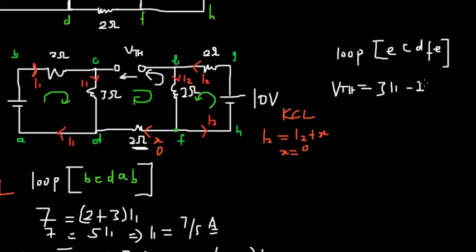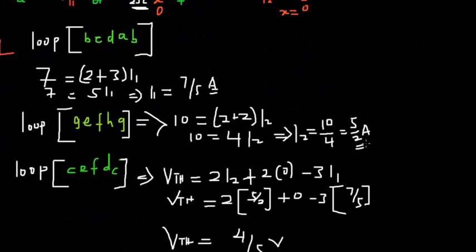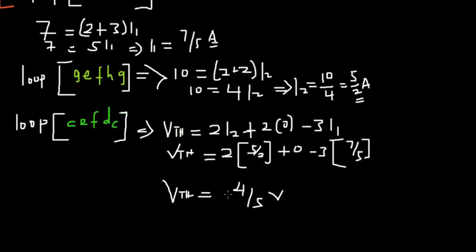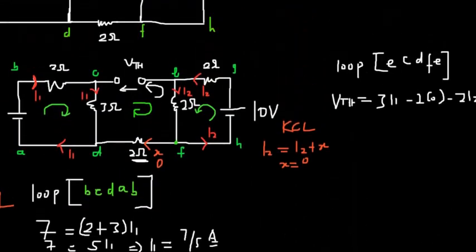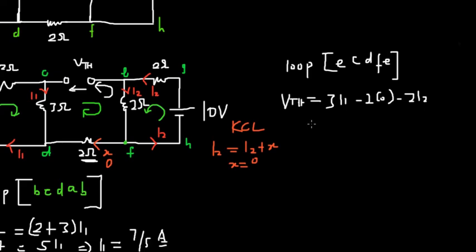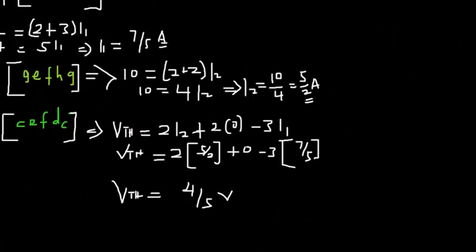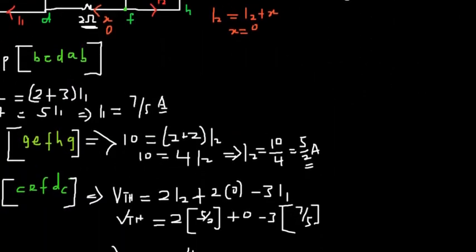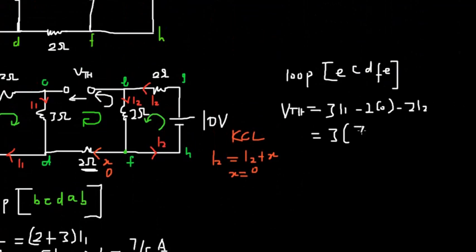The 2 will be negative, so we have 2 times 0, and then the 2 ohm, and I2 will be negative, so 2I2. From here we could notice that VTH could be negative over here because of this. Because of this we have a certain I1. We know that I1 is 7 on 5.